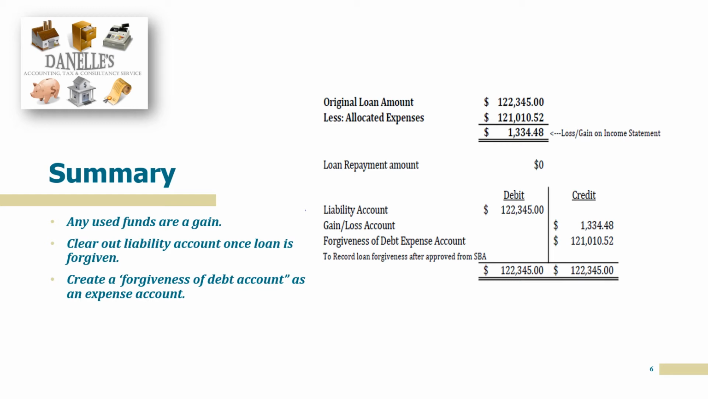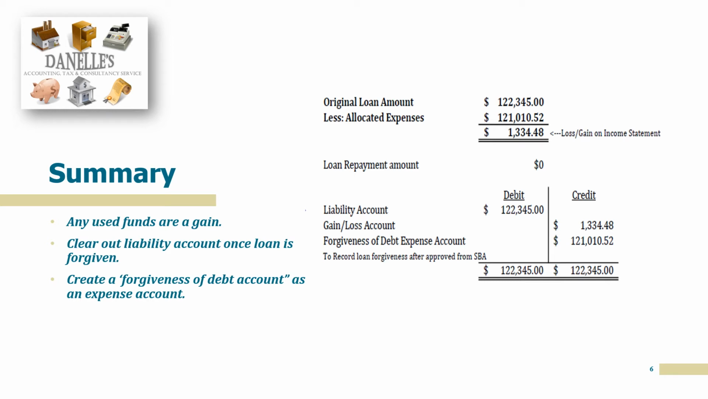How do I recognize that gain? Because if my loan is forgiven, then I have an extra $1,334.48 that I have to show somehow on my financials. So that would just be a general gain or loss item. So when you do the entry to show that the loan has been forgiven, you would debit the liability account, which is removing the funds from the original liability account where you put it on your balance sheet when you first got the loan in the bank.